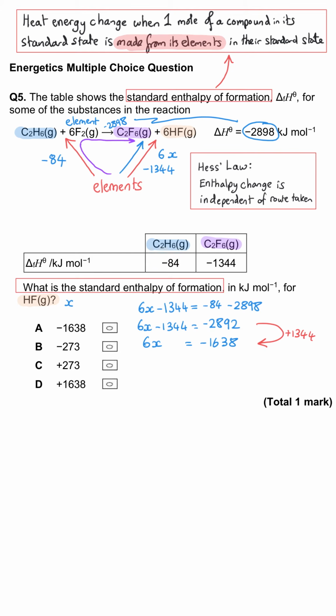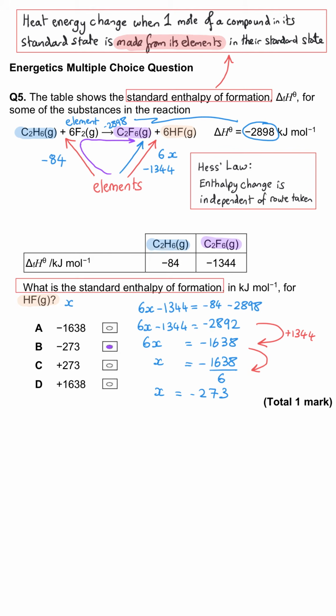But we only want one enthalpy of formation. In other words, the enthalpy change when we form 1 mole of HF. So we need to divide this value by 6, which gets us minus 273. And so B is the correct answer.